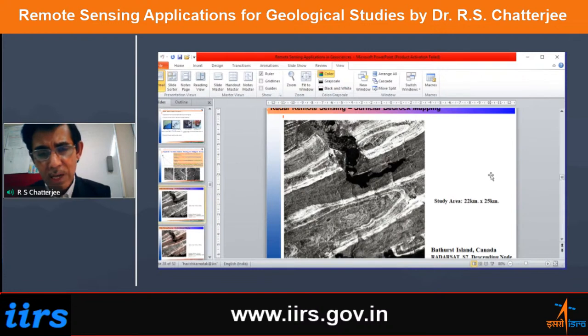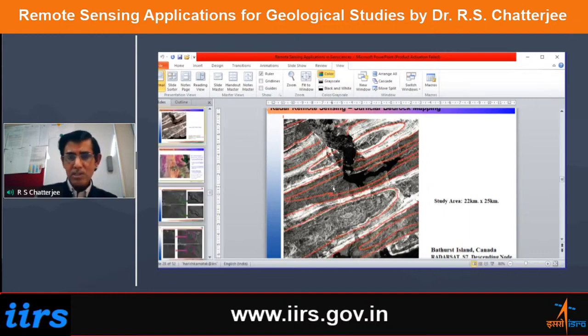Whereas shale or clay is a very fine-grained rock, so its surface roughness is very low. It is a smooth surface, so that is the reason it looks dark in the radar image. So based on the surface roughness, we can interpret that this is limestone, this is sandstone, and these are shale. This is the interpretation. You can see here, this is the limestone, this is the sandstone, and these are the areas made of shale or clay.